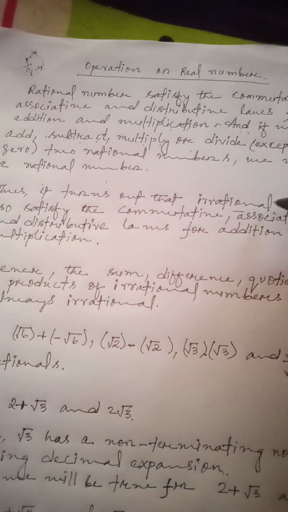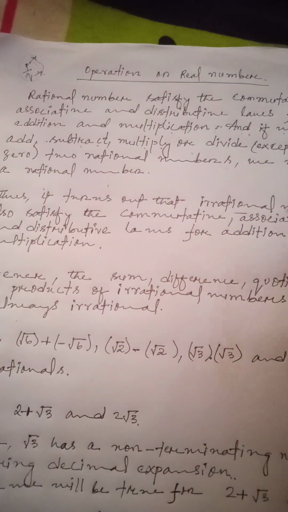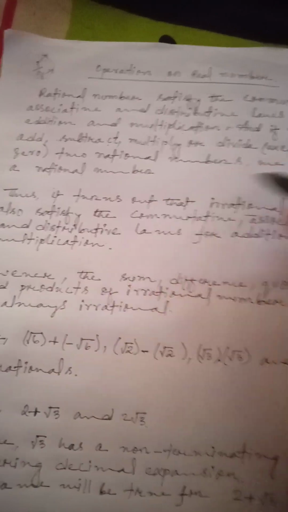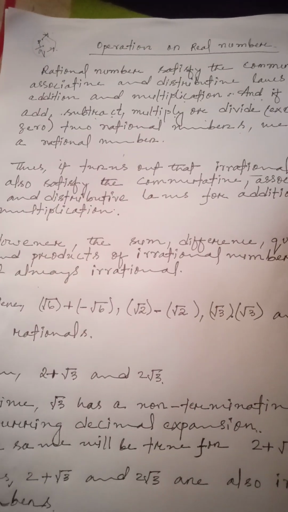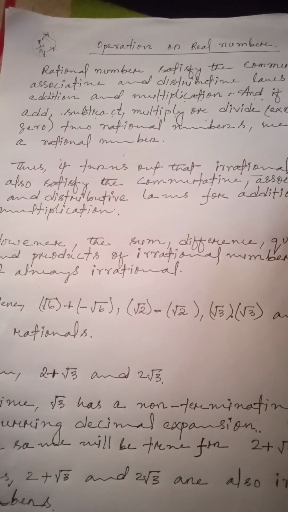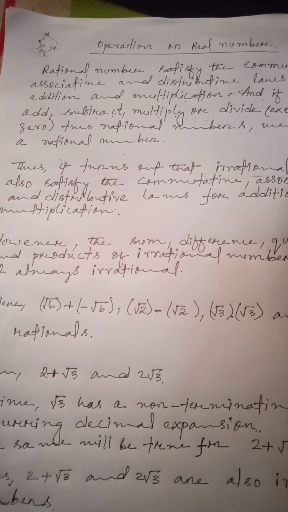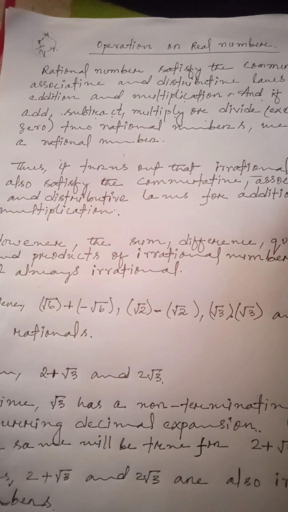Thus it turns out that irrational numbers also satisfy the commutative, associative and distributive laws for addition and multiplication. Now here we come to know about irrational numbers. What does it mean by irrational number? An irrational number is a number which cannot be expressed in the form of p by q. Okay, in simple terms we can say that a number that cannot be expressed in the form of p by q is known as an irrational number.